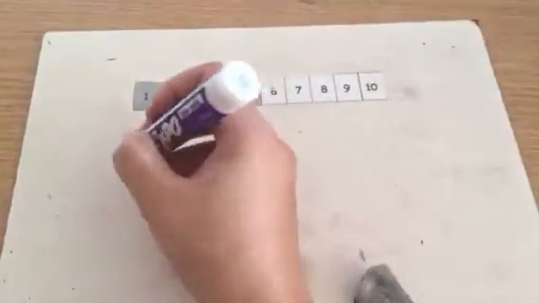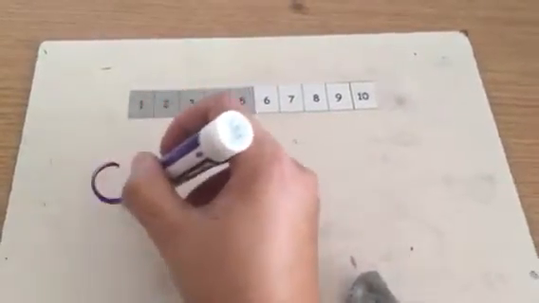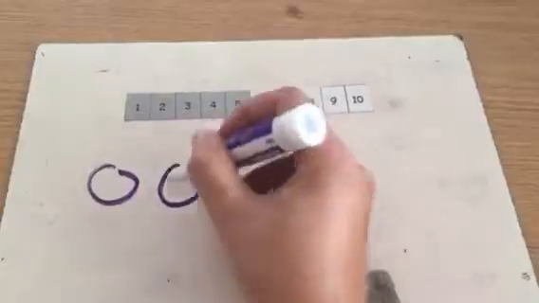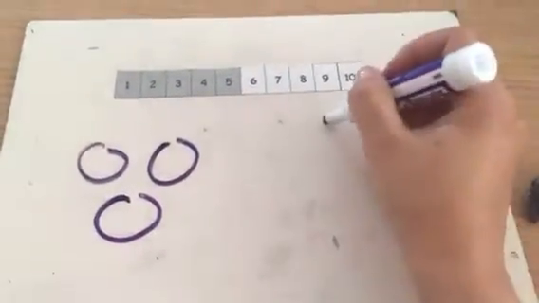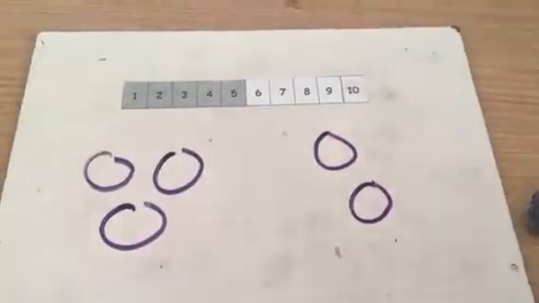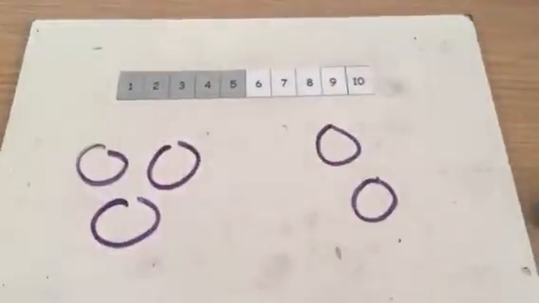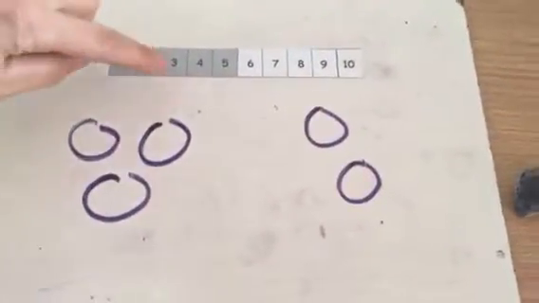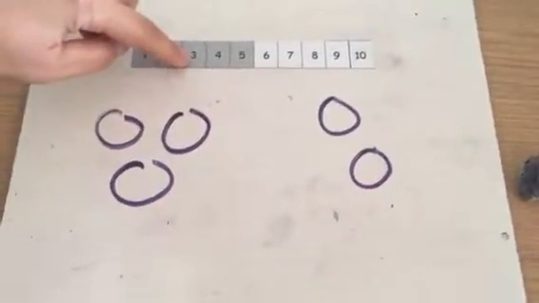So my story is that Freddie had 3 cookies. His mom gave him 2 more cookies. How many cookies does Freddie have all together? Well, Freddie started with 3 cookies, so I'm going to put my finger on 3, right there. And then his mom gave him 2 more, just like I drew.